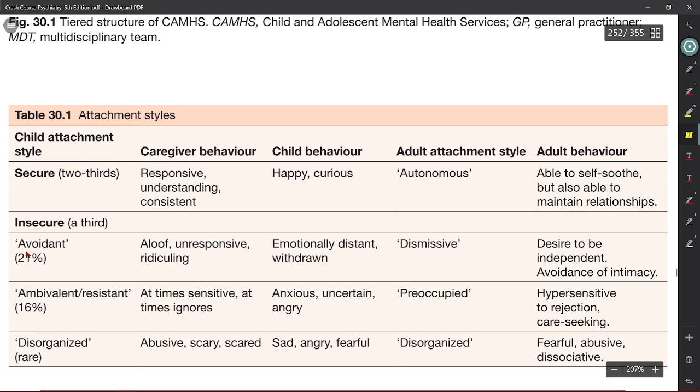While in avoidant insecure attachment, the caregiver behavior is aloof, unresponsive, and ridiculing. The child behavior would be emotionally distant and withdrawn. The adult attachment style is dismissive. The adult behavior, we mean by adult behavior, the child when he becomes an adult: desire to be independent, avoidance of intimacy.